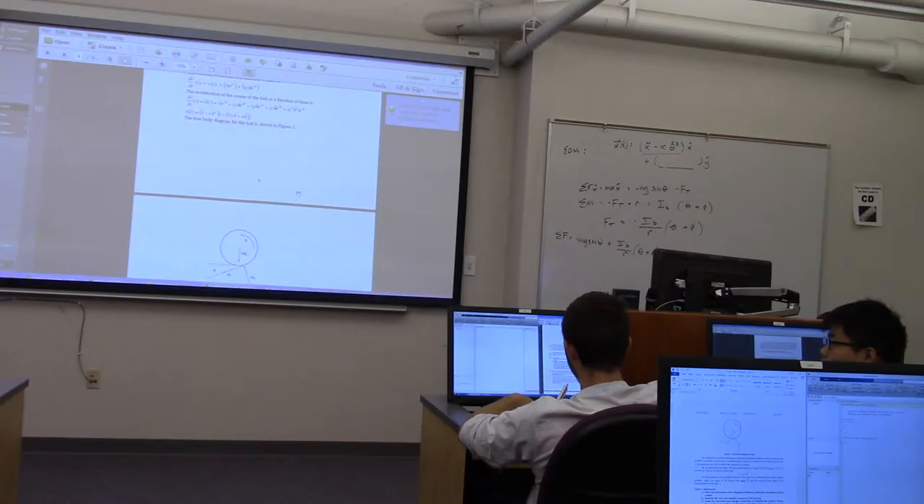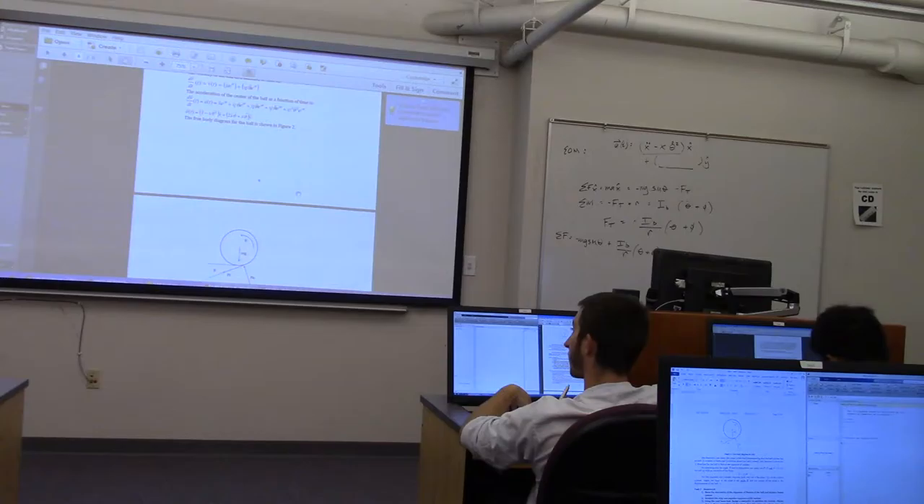Mg sine theta plus Ib over r, theta double dot plus x double dot over r, equal to m x double dot minus x dot theta dot squared. Rearrange, whatever else you want to do to be able to put it into transfer function form. But the strategy that I said is, this looks like a nice equation of motion. It's not too bad, right? But the problem is that it's all nonlinear.